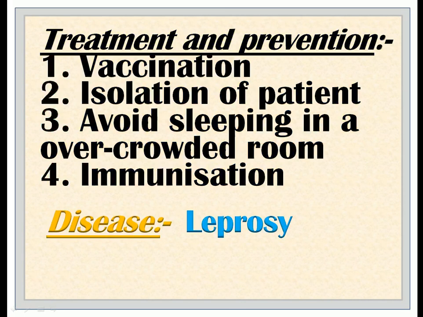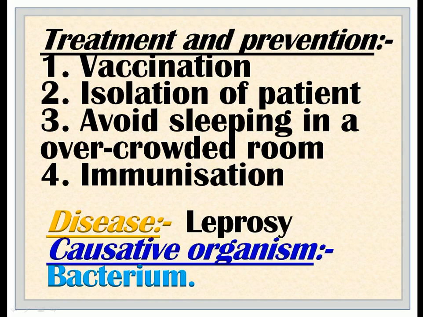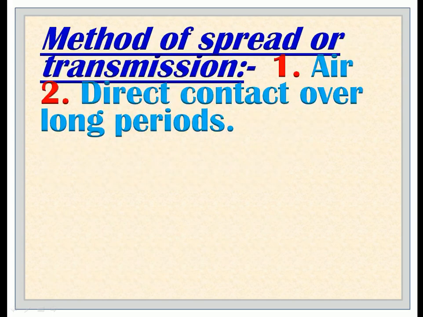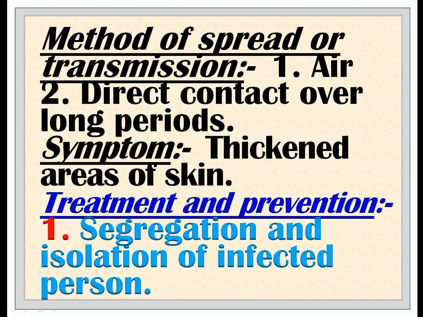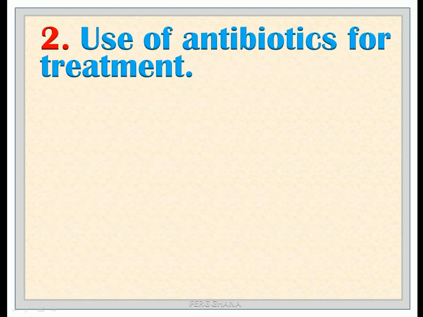Disease: leprosy. Causative organism: bacterium. Method of spread or transmission: 1. Ear. 2. Direct contact over long periods. Symptom: thickened areas of skin. Treatment and prevention: 1. Segregation and isolation of infected person. 2. Use of antibiotics for treatment.